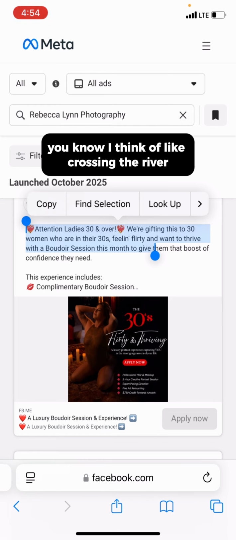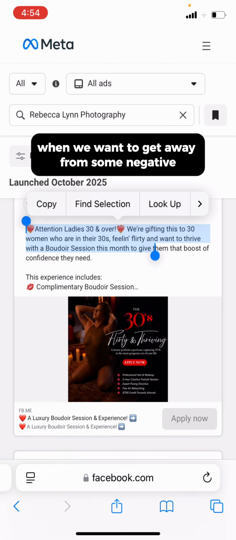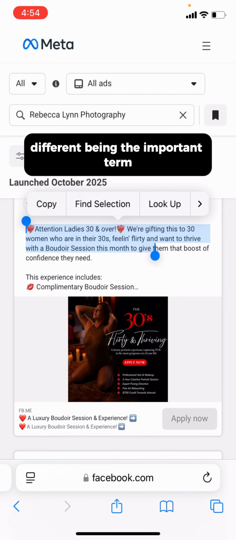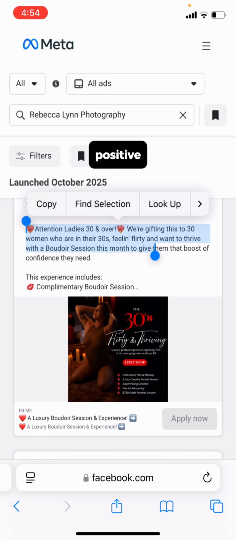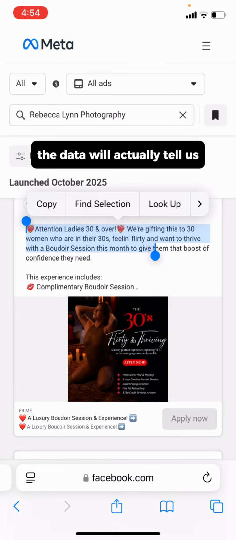All right, the third thing we want in the See More headline is a positive. Think of it like crossing a river. They're on one side when we want to get away from some negative, and they want to get to the other side of the river, and they want this other different thing that is a positive. Other different being the important term. So what's another different thing, positive, that women in their brains are saying they want? And yes, we can test all this stuff. The data will actually tell us.